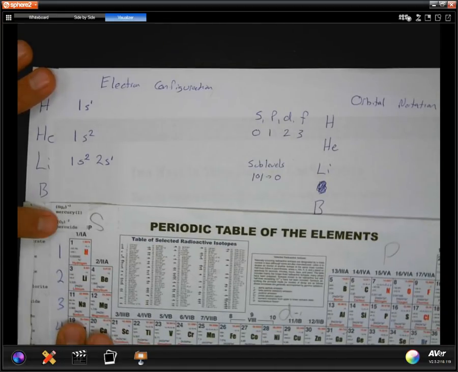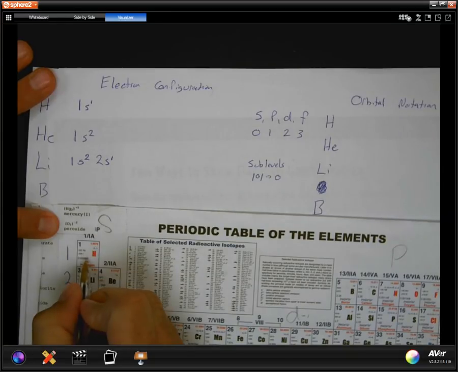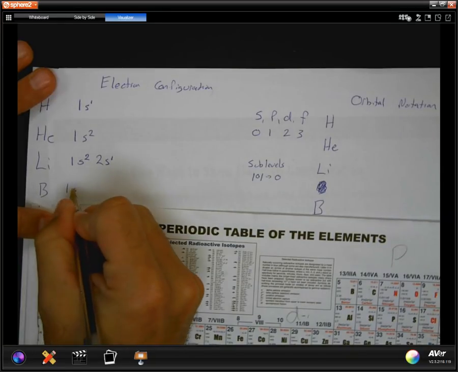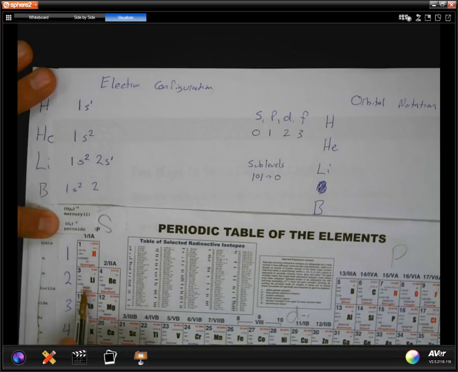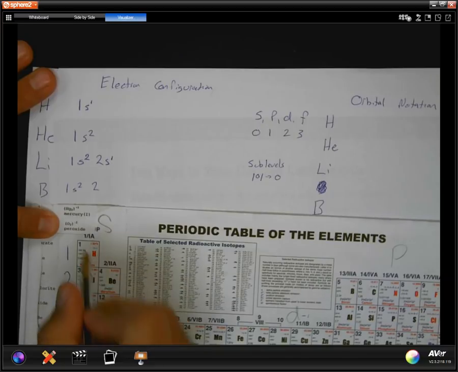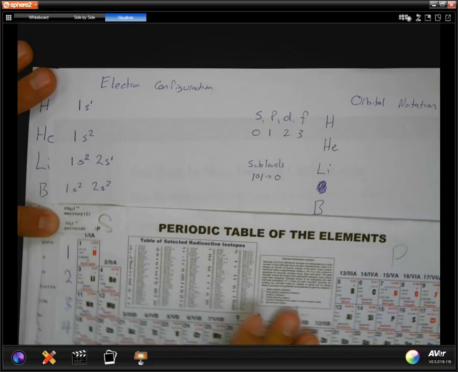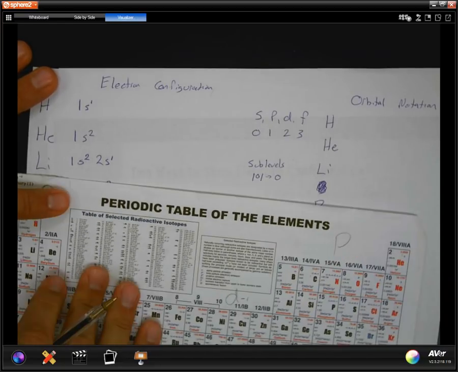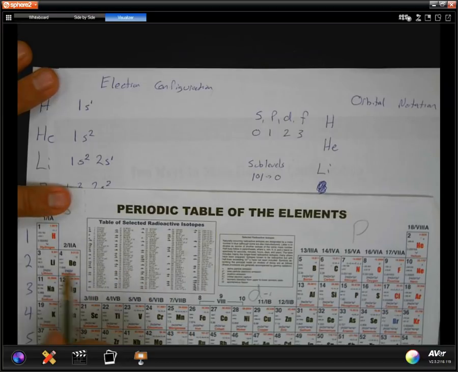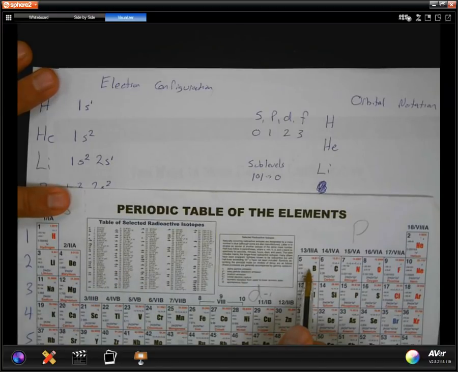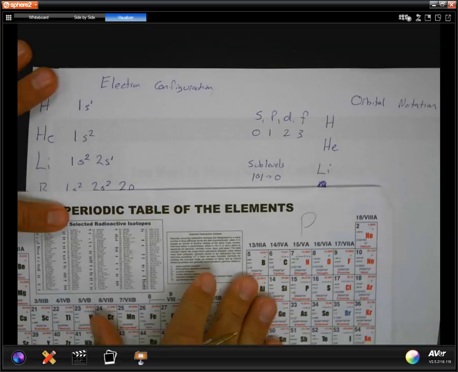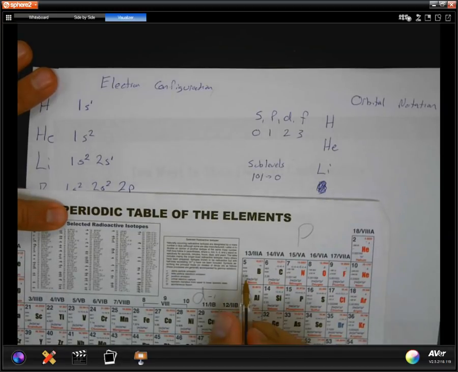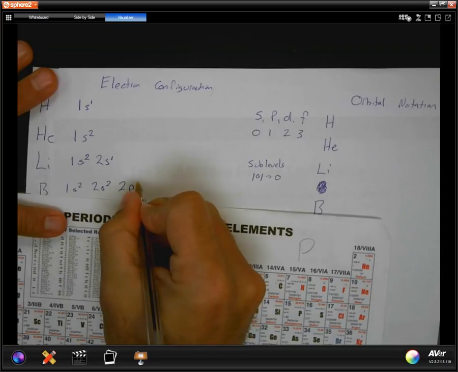Now let's look at boron. Boron again, I'm going to start with the 1s2, just like I did up here. Then I'm going to fill up my second energy level. There's 1, 2 blocks here, meaning there's 2 electrons in the 2s orbital. And now I'm still in the second period, but now I'm in the p block. So now I'm going to call that 2p.